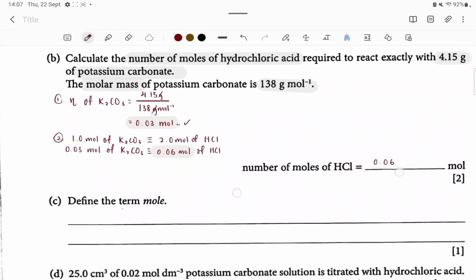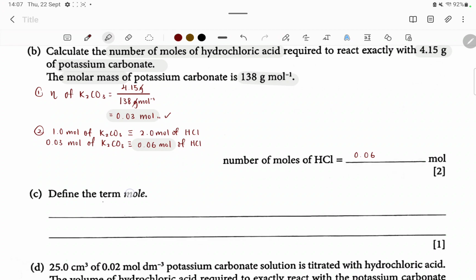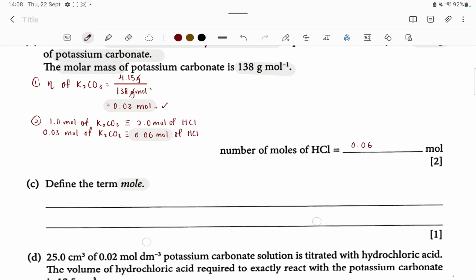Okay. C. Define the term mole. So mole is actually the amount that contains the same number of units. This one you can compare with carbon 12, use the mass, or you can use the Avogadro constant, 6.02 times 10 to the power of 23. You can say about particles, atoms, or molecules.